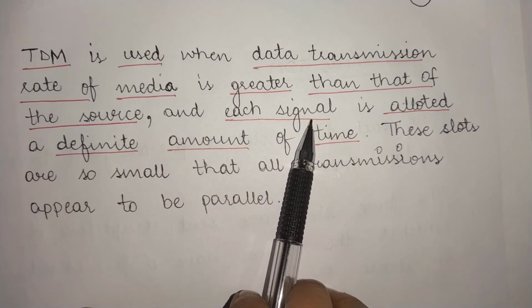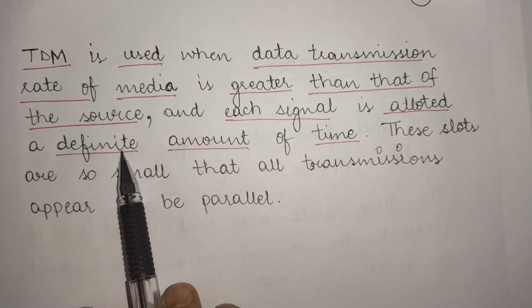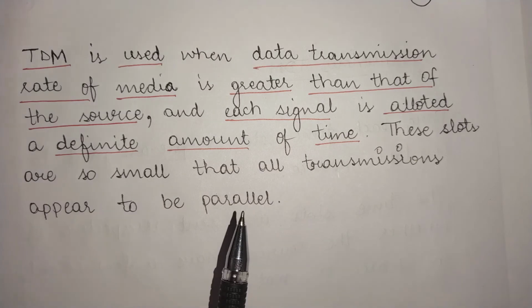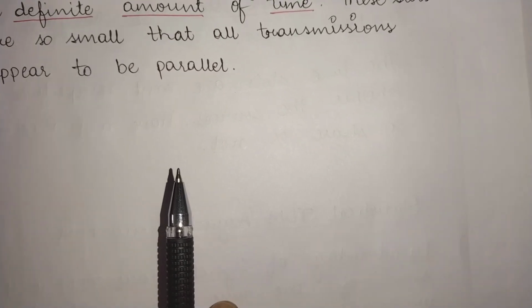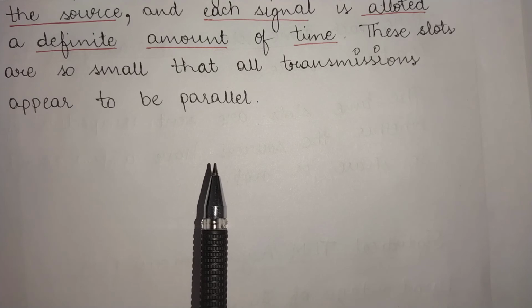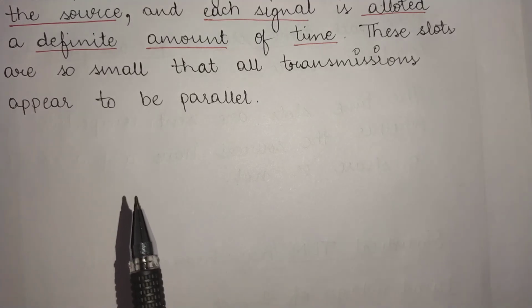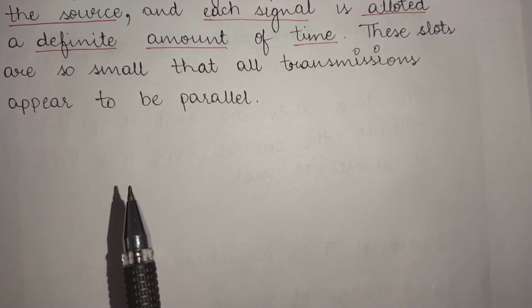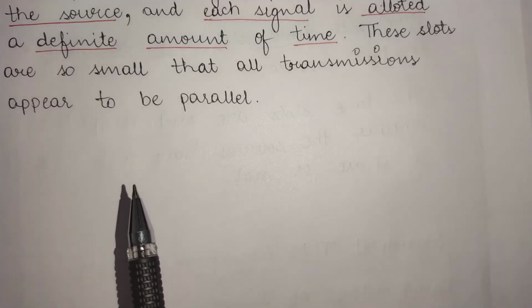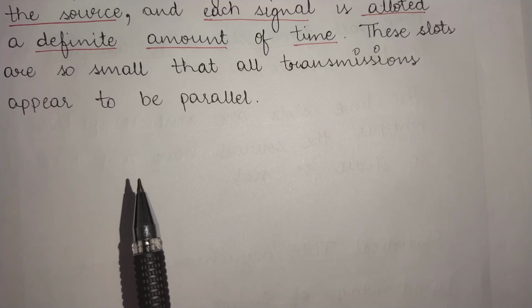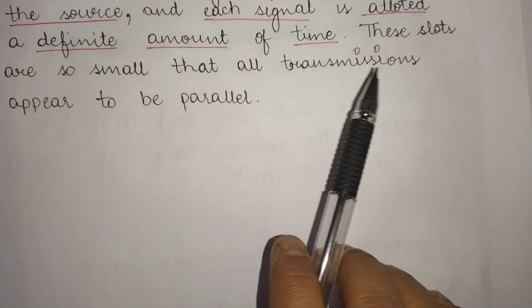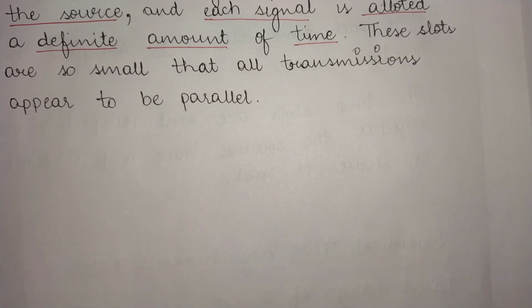And each sender or each signal is allotted a definite, that is a fixed, amount of time. And these time slots are so small that all the transmissions appear to be parallel. You don't realize that these time slots are being divided because it is in a fraction of seconds. So you don't actually realize that you're waiting for a particular amount of time. It happens so quickly. The switching is so fast, and for that reason, all the transmissions appear to be parallel. So this is the concept of time division multiplexing.